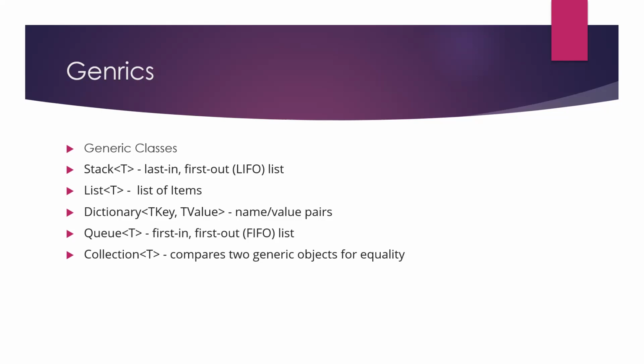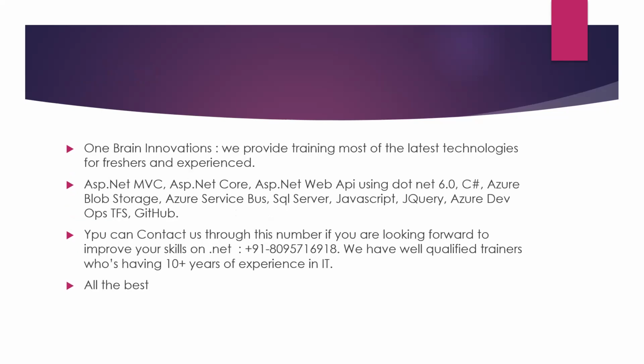We have one more thing called Dictionary. It's usually called name-value based. You define a key along with a value, and by using the key, you can always get the value. One more is Queue of T, a first in, first out list. And we have Collection of T, which is used to compare two generic objects for equality. These are some of the basic things we have.